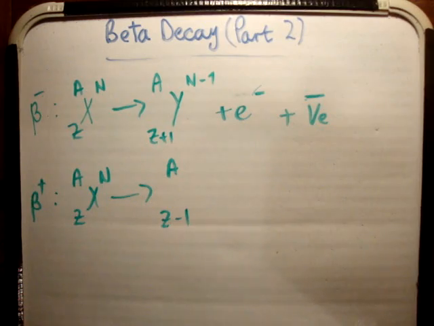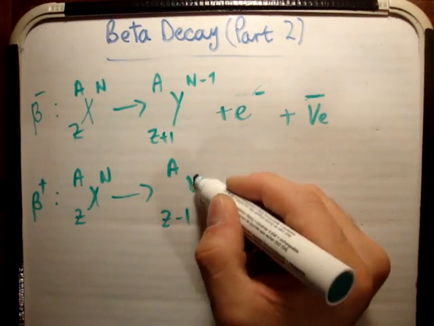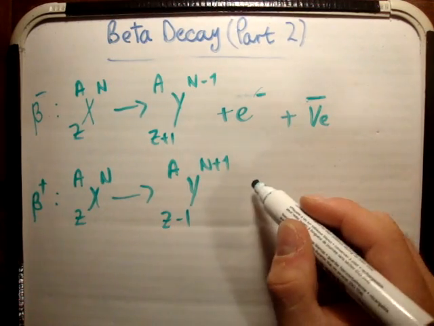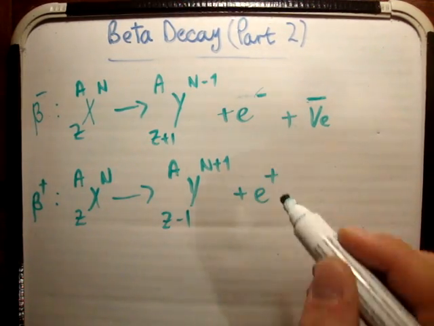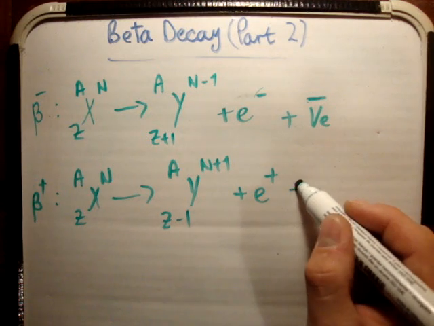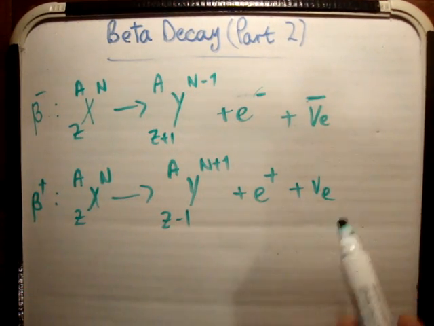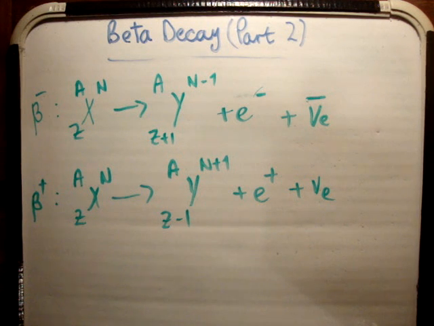We reduce the number of positive charge, we get a new element, we increase the number of neutrons, and we emit our positive charge, which is our positron. And we also must emit, this time, an electron neutrino. So this is an anti-electron neutrino, and this is just an electron neutrino.